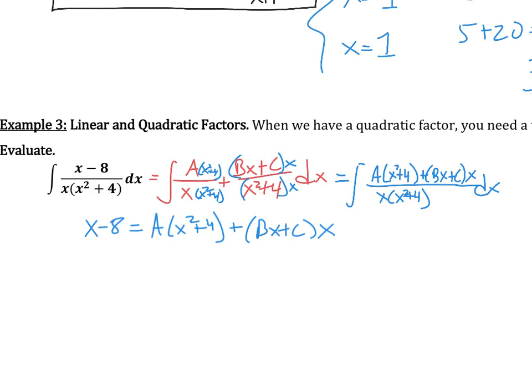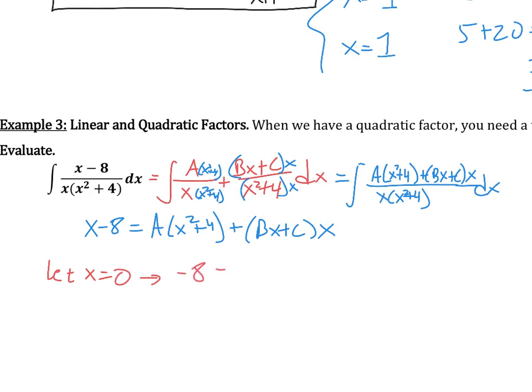And we're going to use the same technique where we're going to let x be a certain number. And we'll notice that x squared plus 4 will never be 0. You can't, because it's always positive. So we're not going to cancel this out. But what number will cancel this whole term out? Well, that is 0, right? So we choose a number that will cancel one of the terms out. And we have 0 minus 8, which is negative 8.